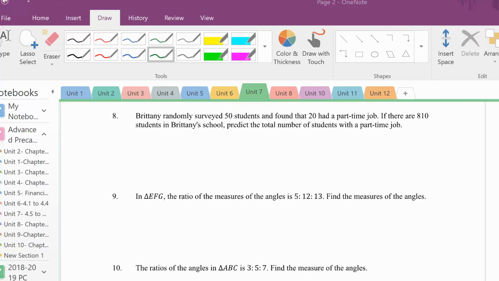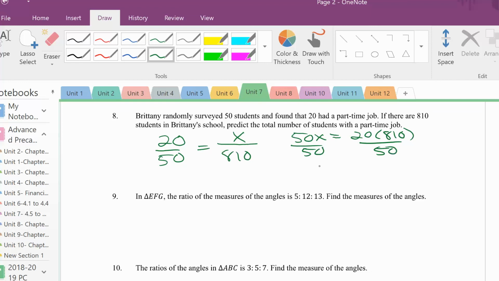All right, so the next one, Brittany randomly surveyed 50 students and found 20 had a part-time job. If there are 810 students in Brittany's school, predict the total number of students with a part-time job. So 20 out of 50 had a part-time job, but now out of 810, how many do you think would? So same thing, we cross multiply and divide to get x equals 324.